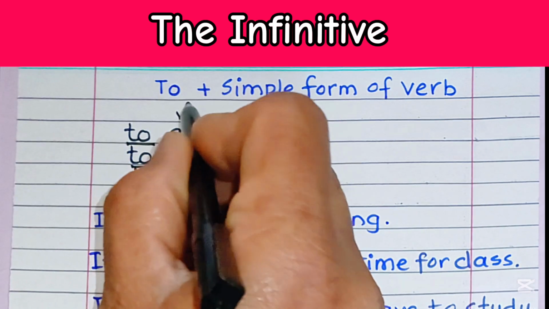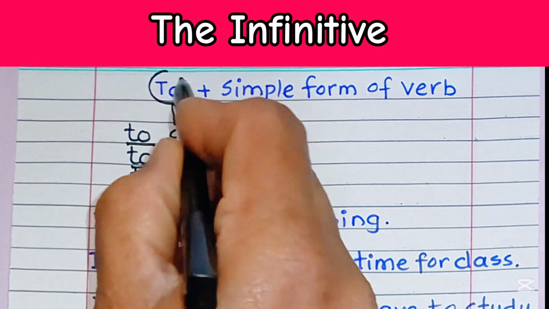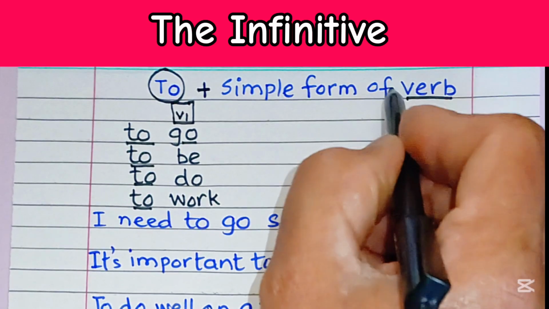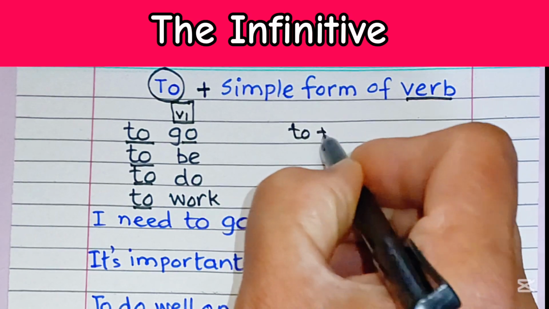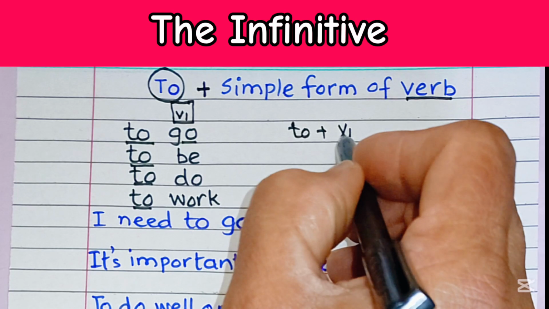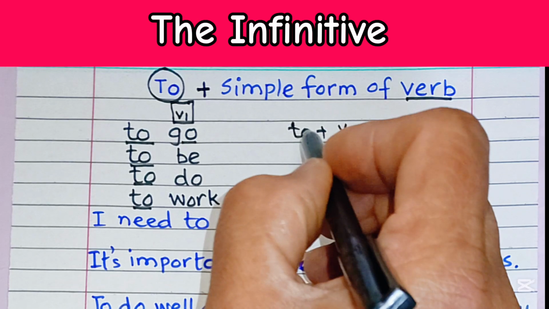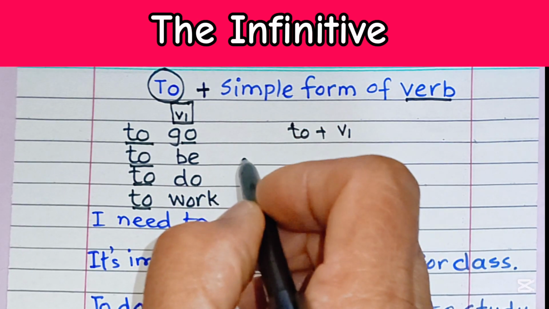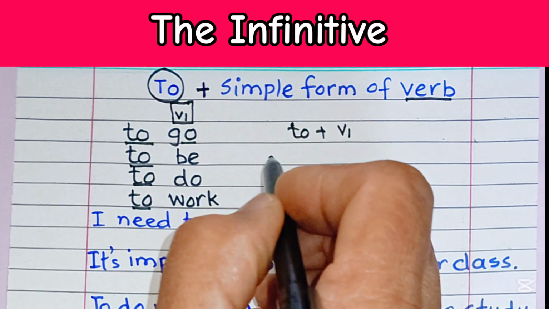We may call it V1. So it is actually the combination of to followed by the verb in its simple form or the base form. So actually it is to plus V1, the first or simple form of the verb preceded by to. As long as we know what the simple form of the verb is, we can form an infinitive quite easily.